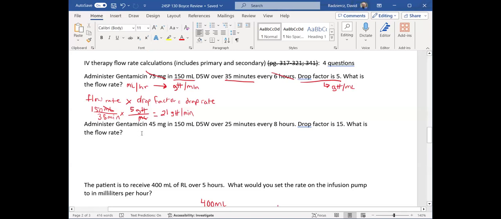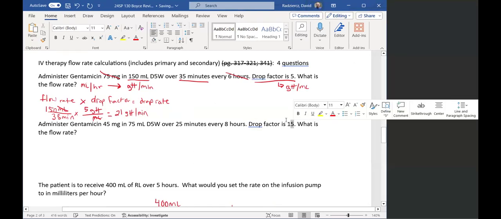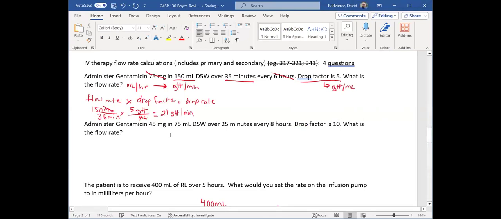All right, so here, let's try another one. Let's change this up a little bit. So I'm going to leave it at 45 milligrams since we already know that doesn't matter. I'm going to change this now to 75. I'll keep this at 25, and I'll make the drop factor 10 this time. All right, so if you have something like this, what would your drop rate be?